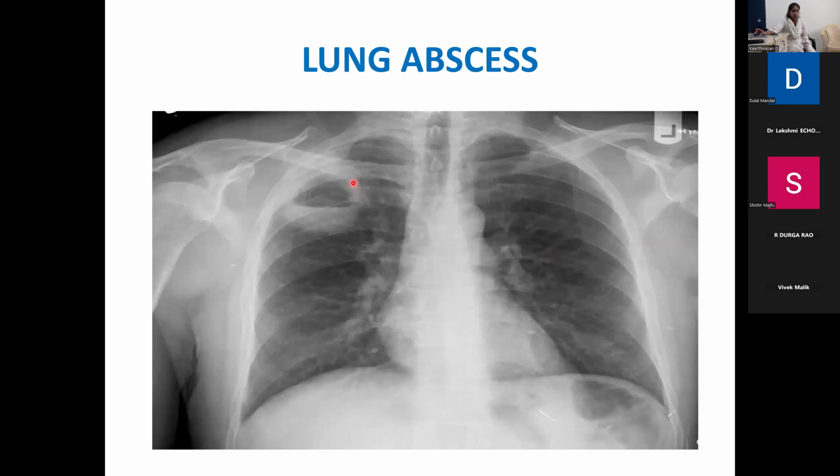And this is a cavity, but this cavity has got an air fluid level. Okay, so this is a lung abscess. So lung abscess, if you are in foreign countries, you will suspect mostly other bacteria. But in India, the first thing you have to suspect is mycobacterium. Also, it is in the upper zone.